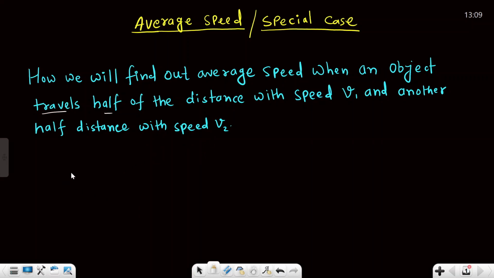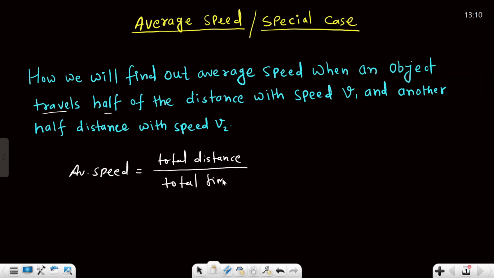First of all, I would like to tell you the formula of average speed. Average speed can be written as total distance by total time taken. So this is the main formula to find out the average speed. But in this case, it is given that a person or an object is covering half the distance with speed v1 and another half the distance with speed v2.